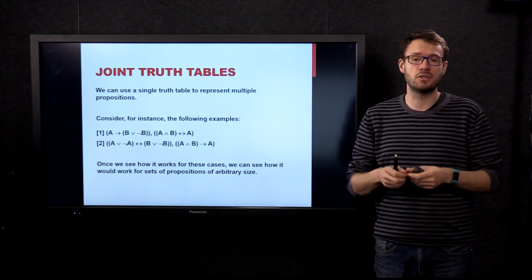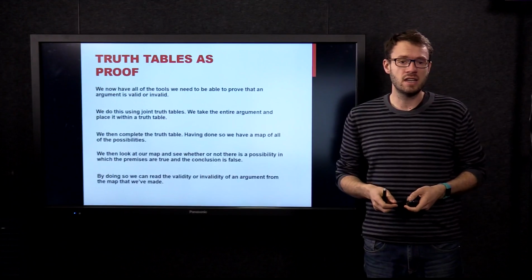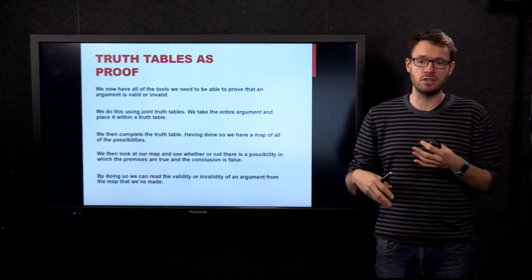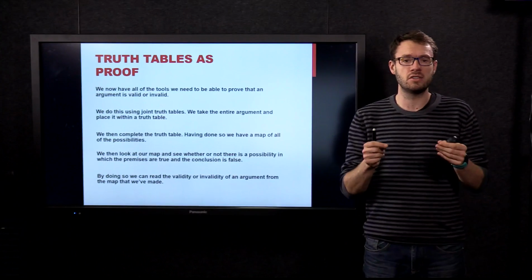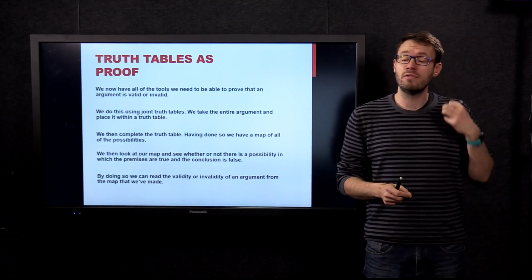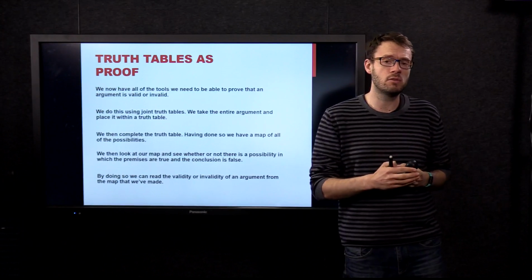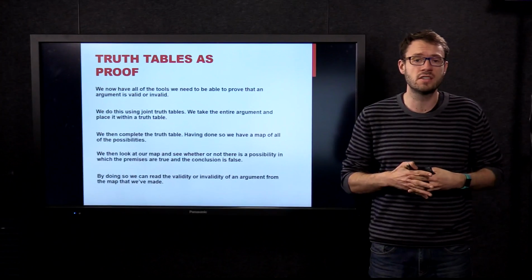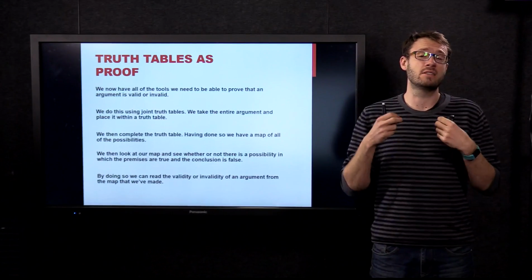What we're going to do now is take these joint truth tables and use them to understand validity. So let's think a little bit about what we're doing here. We're going to use these truth tables, which up until now we've used to provide the semantics for the language in order to analyze certain propositions, as a proof system.